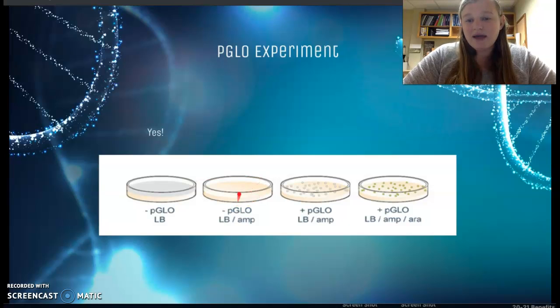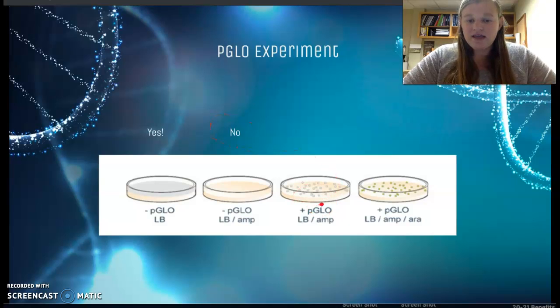If we take bacteria that has not gotten our plasmid and we put it on a plate with ampicillin, then we will be able to tell that it doesn't have our plasmid because it will not grow. It will not have that gene for resistance to ampicillin. So no, we will not get any bacterial growth here.